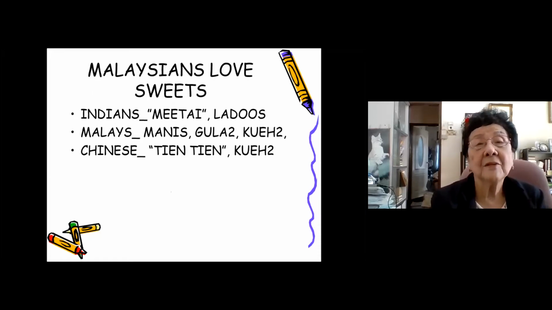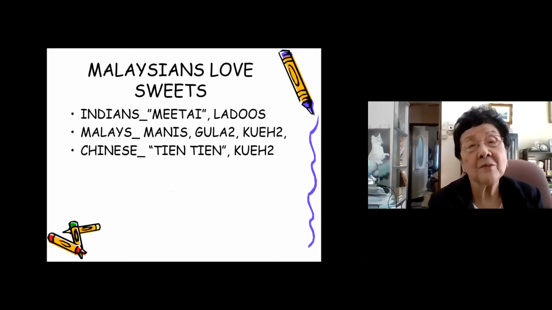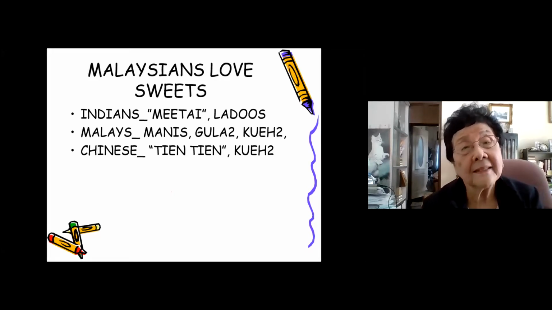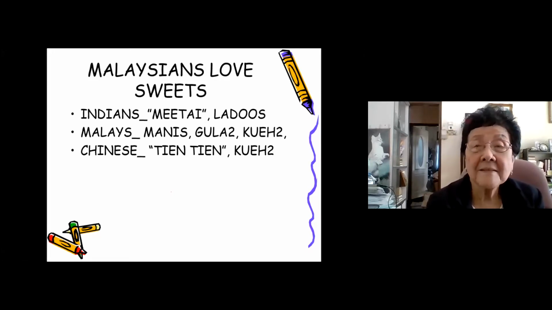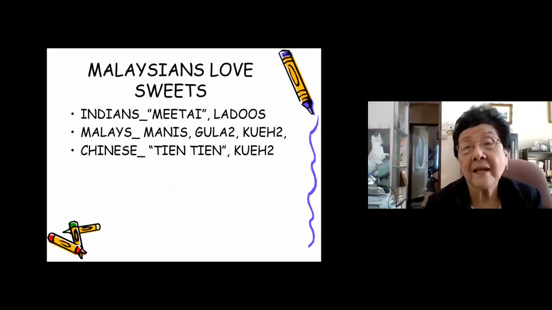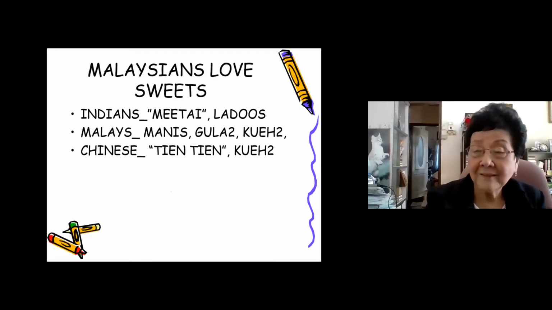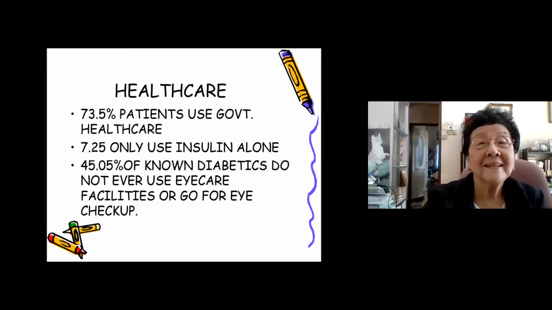Malaysians love sweets, so I wanted to share with you some local words that we use. In Indian, mithai is sweets, and you get a lot of ladus. Malays, manis, gula, those are very nice words, kuih kuih. And Chinese is tian, tian tian, or everything that is sweet.